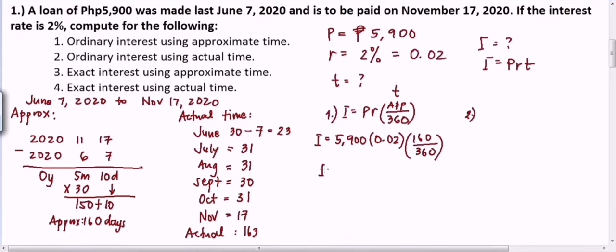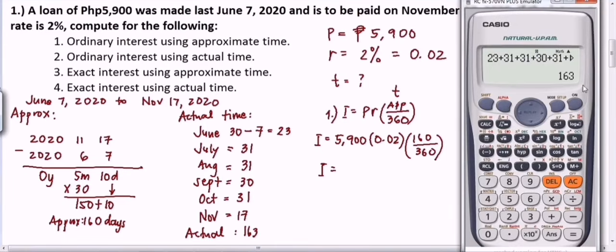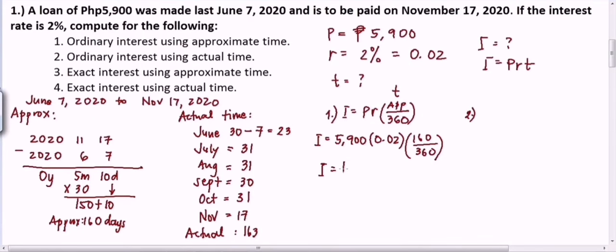Ayan. So, i-compute na natin yung I. So, 5,900 times 0.02. Pwedeng dire-diretso yan, guys. Times 160 divided by, okay, 360. So, the final answer is 52. So, continuous na yung 4. So, 52.44. Okay?